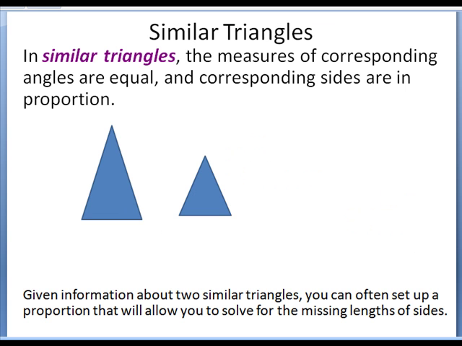Let's look at similar triangles. Similar triangles have the same shape, but different sides. Now in similar triangles, the measures of the corresponding angles are equal and the corresponding sides are proportional. What I mean by this is, let's look at the two similar triangles.